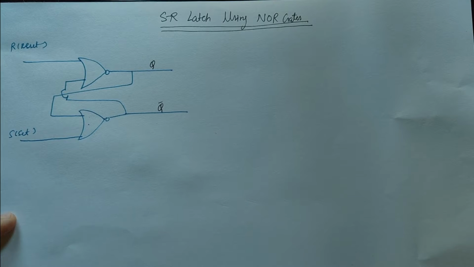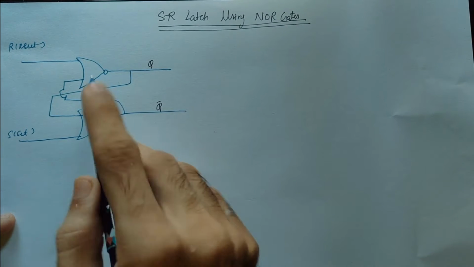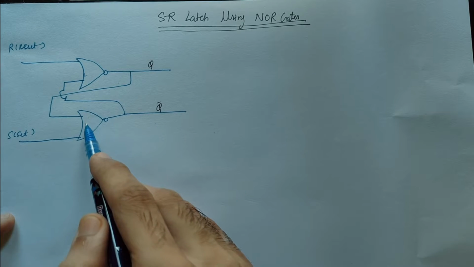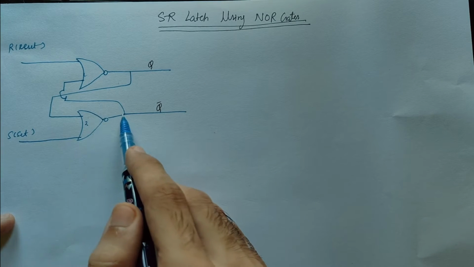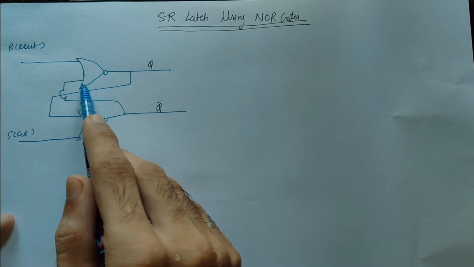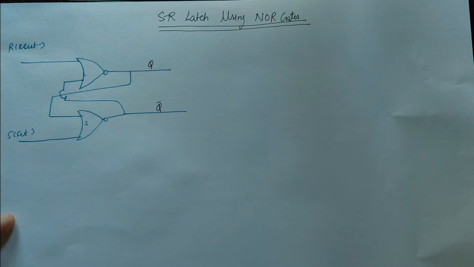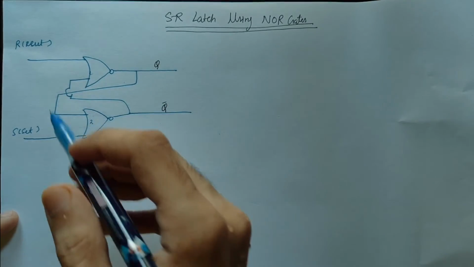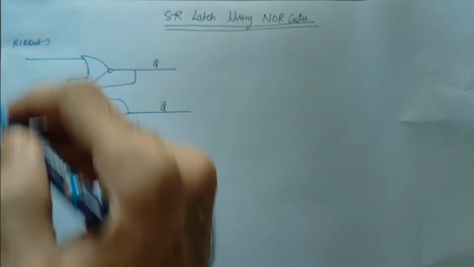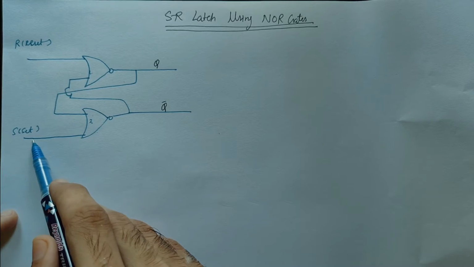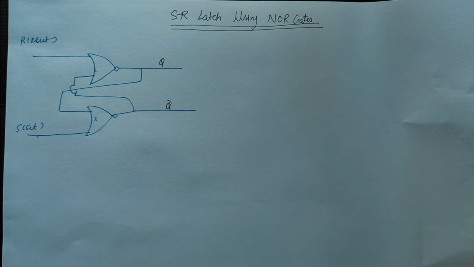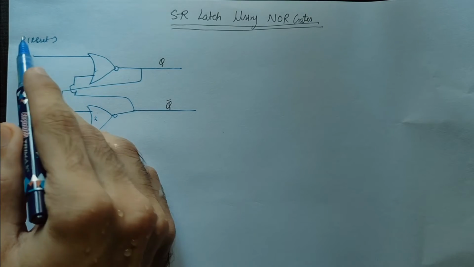What is happening here is that the output of the first NOR gate is connected to one of the inputs of the second NOR gate. The output of this NOR gate is connected to one of the other inputs of the first NOR gate. Let us see what our outputs would be for each combination of these inputs, which I have taken as set and reset. I am representing set by S, reset by R.